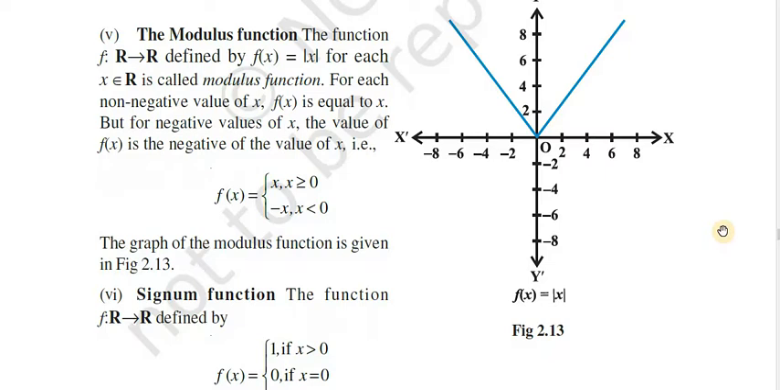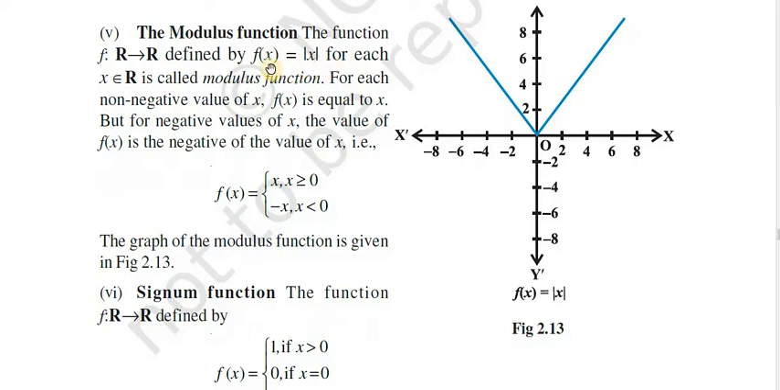Next, an important example of a function is the modulus function. This is very important. What is the modulus function? This function is defined from R to R, and it is denoted like this. This is the notation: f(x) equal to |x|, with two lines and x inside.